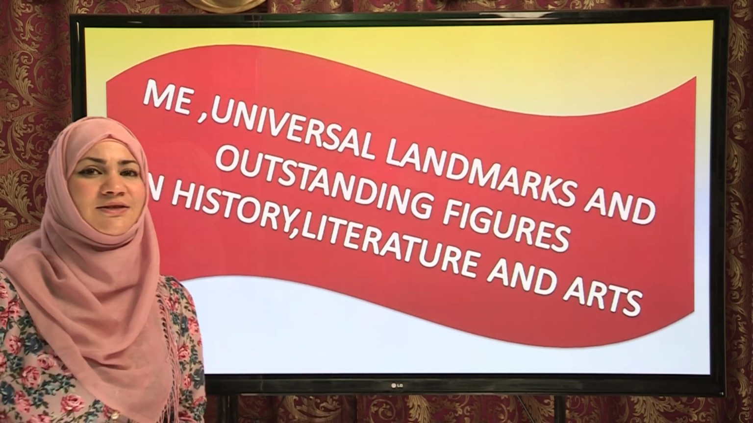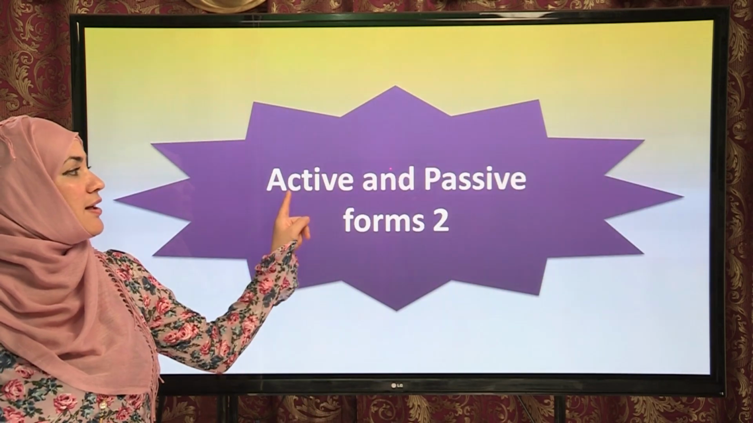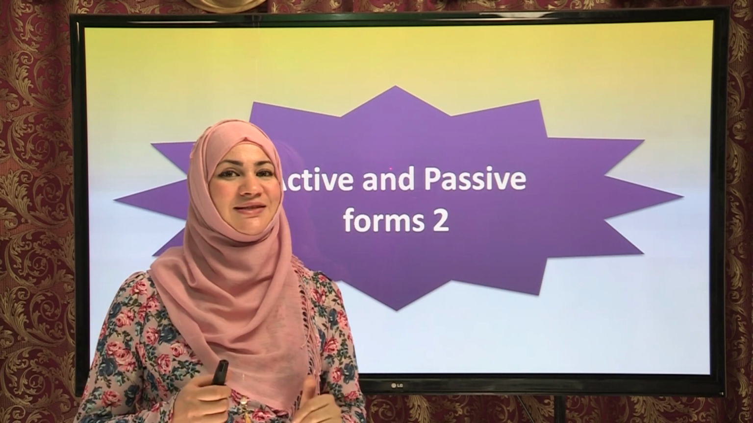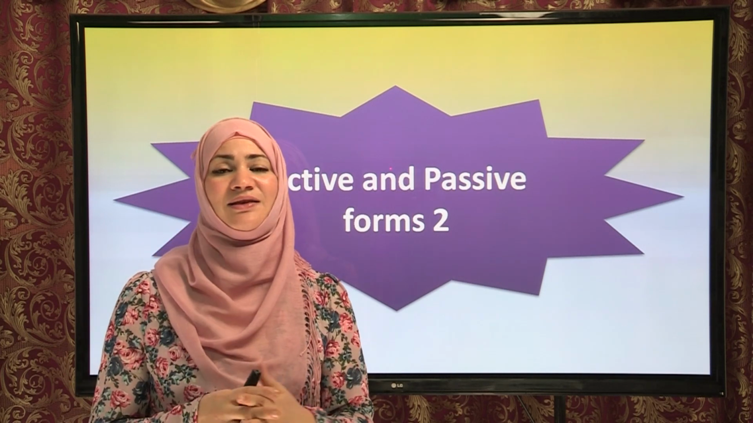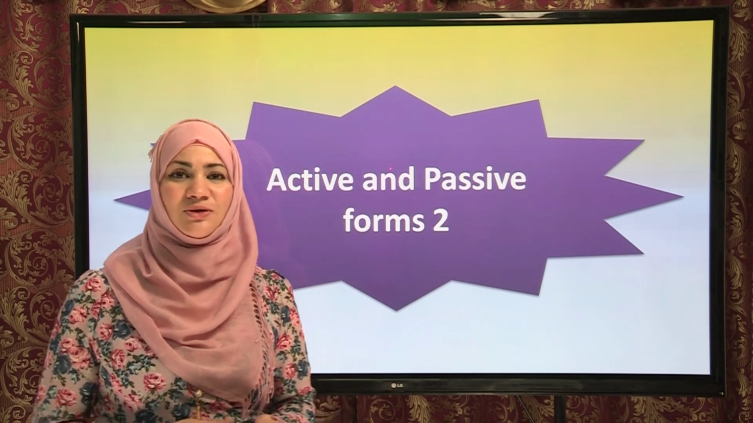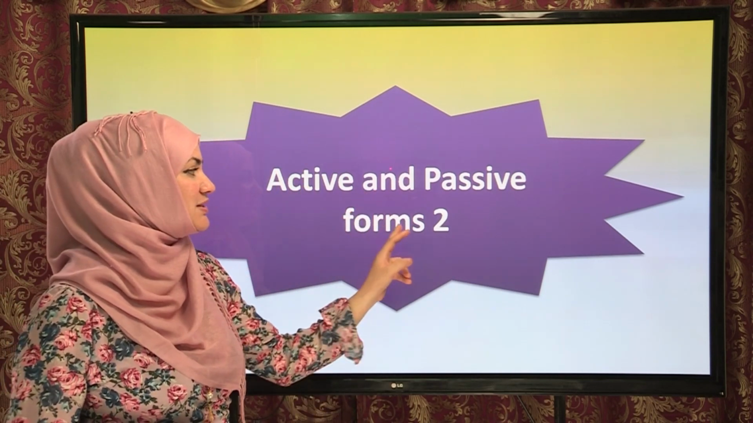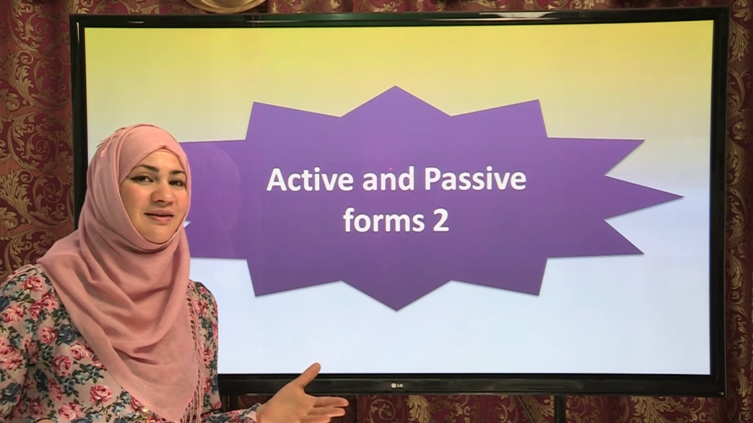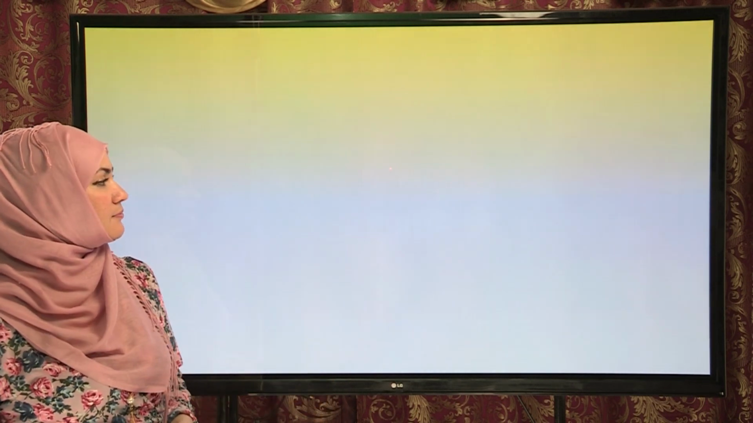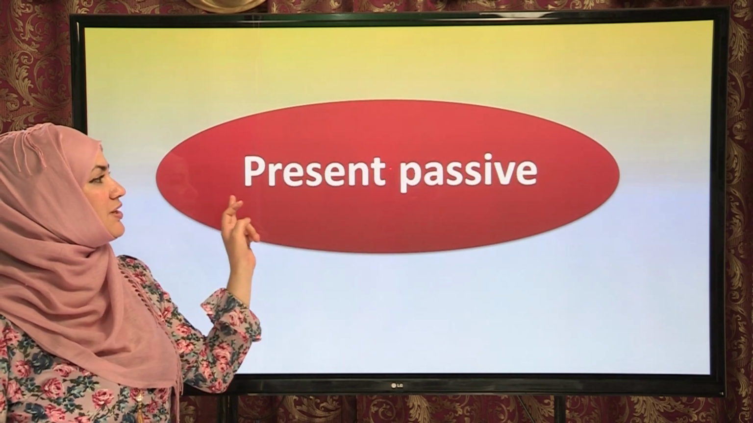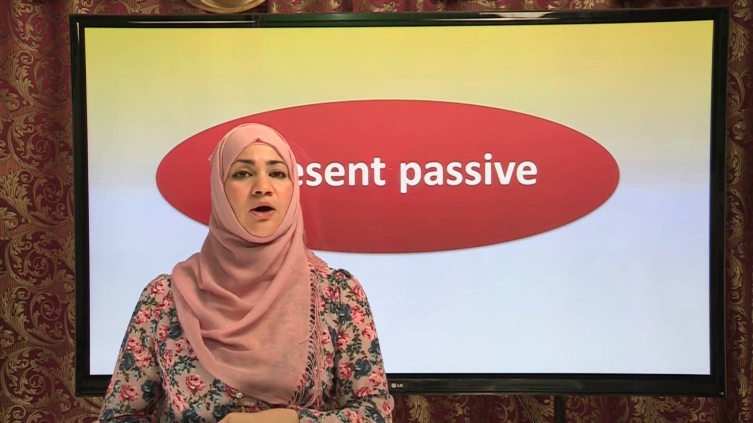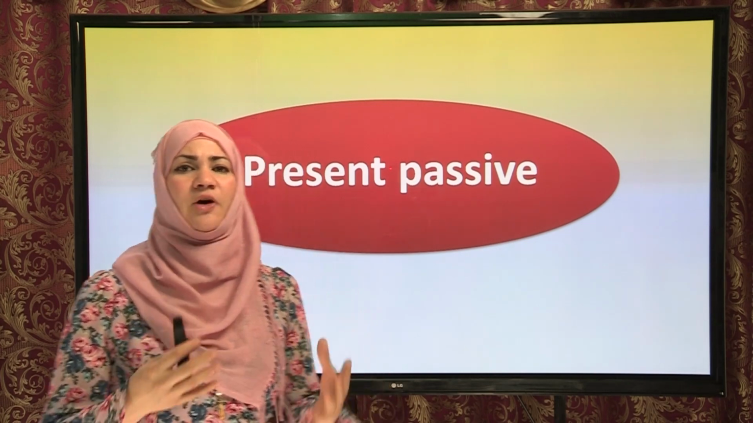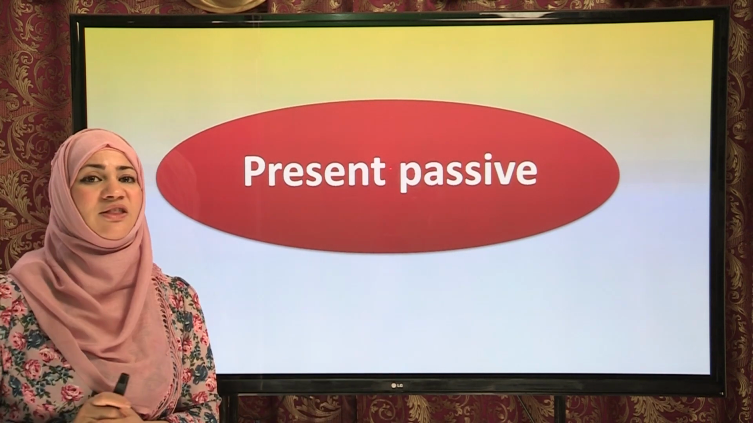Let's see together the title of your grammar tool. It is about active and passive forms, the second part. We saw last time the first part, the general idea about active and passive voice. Today we are going to see active and passive forms, part 2. We have present passive. We are going to see now passive form in present simple. How do we form present passive? Let's see together the form and the rule.